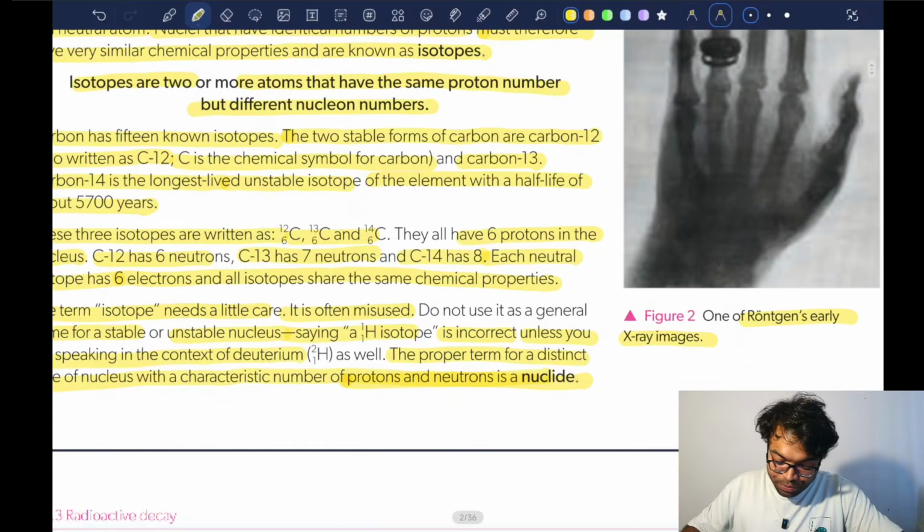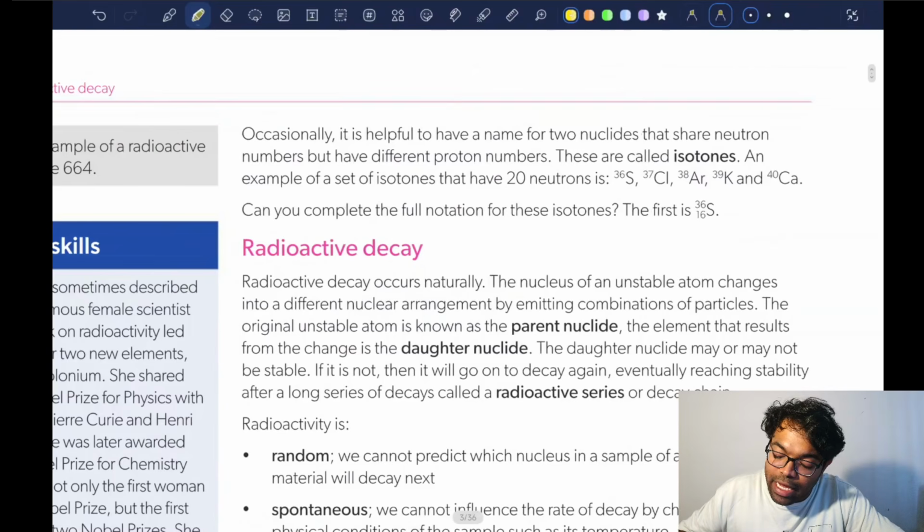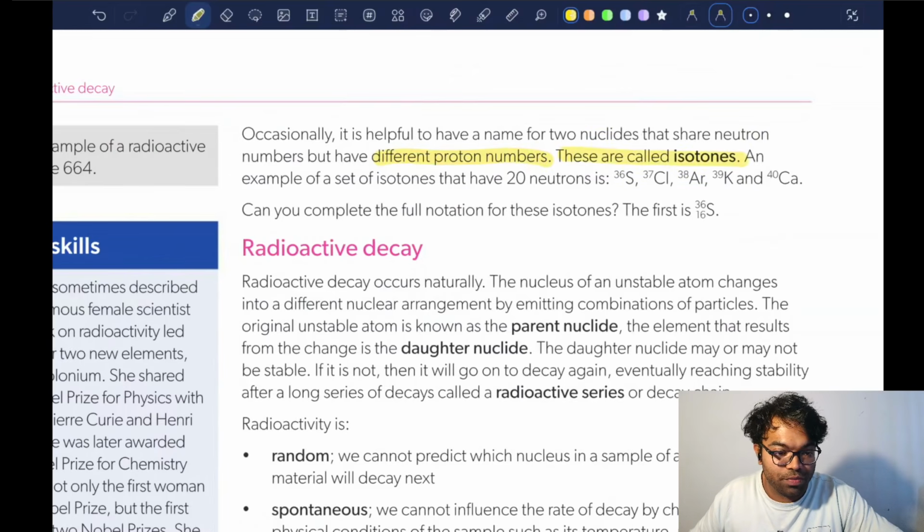Next. Occasionally, it is helpful to have a name for two nuclides that share the same neutron number but have different proton numbers. These are known as isotones. Two different elements having the same number of neutrons but different numbers of protons.